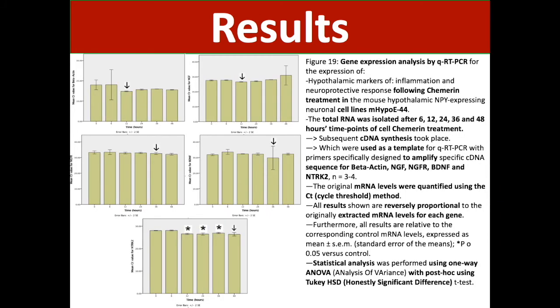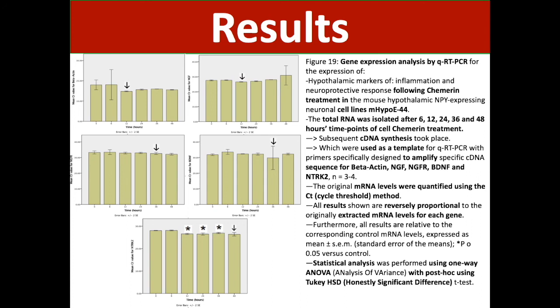Figure 19. Gene expression analysis by qRT-PCR for the expression of hypothalamic markers of inflammation and neuroprotective response following Chemerin treatment in the hypothalamic mouse NPY expressing neuronal cell lines M-hypo-E44. The total RNA was isolated after 6, 12, 24, 36, and 48 hours time points of cell Chemerin treatment. Subsequent cDNA synthesis took place, which was used as a template for qRT-PCR with primers specifically designed to amplify specific cDNA sequence for beta-actin, NGF, NGFR, BDNF, and NTRK2, N=3-4.